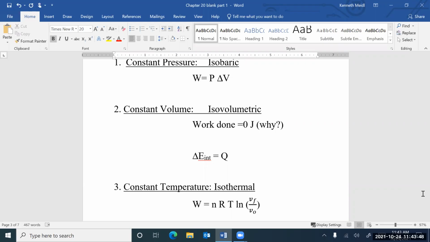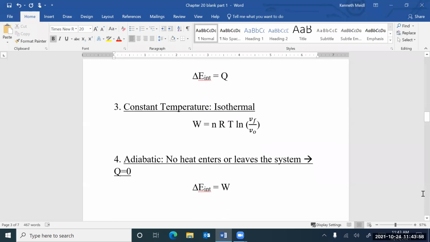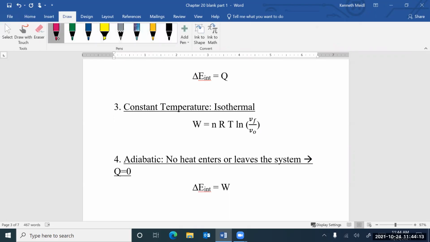But the area underneath that curve is something that we're able to work out here, where it's nRT, natural log of the ratio of the final and initial volumes. And then we have an adiabatic system where no heat enters or leaves the system, and that really implies that Q equals 0. And so the internal energy of the gas is just whatever work happens to be done.